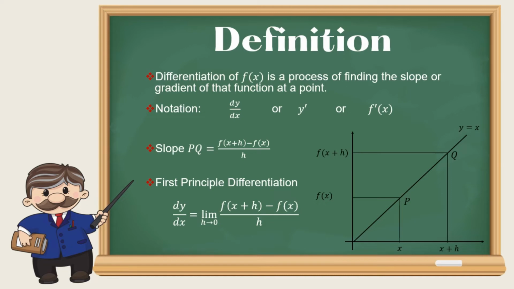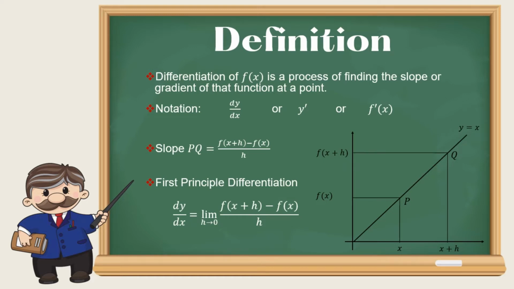Okay, now we want to see the definition of differentiation as an introduction to the differentiation process. So the differentiation of a function f(x) is actually a process of finding the slope or gradient of that function at a point. That is the definition of differentiation, where the process is to find the gradient of a straight line, the gradient of a slope.